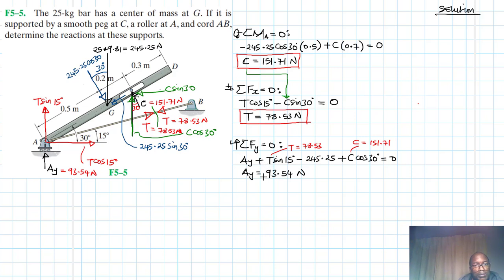And then we have AY, which is the reaction force at the roller. Okay. So this is really about it.